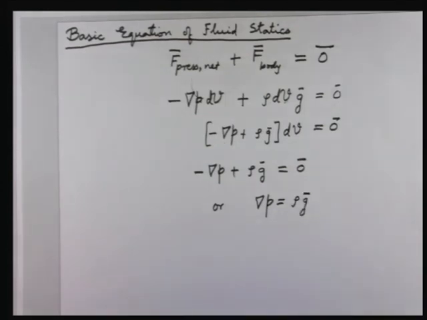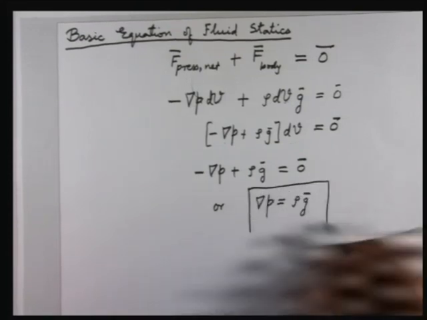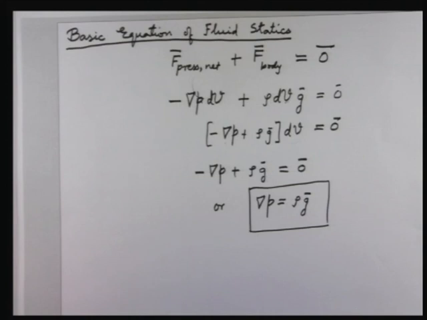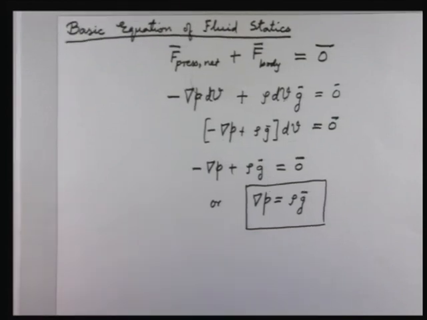So this is the basic equation of fluid statics. Now if you solve this equation with appropriate boundary conditions, you will get this function P, the pressure field in the hydrostatic state or the fluid static. Now let us find this for a simple case.